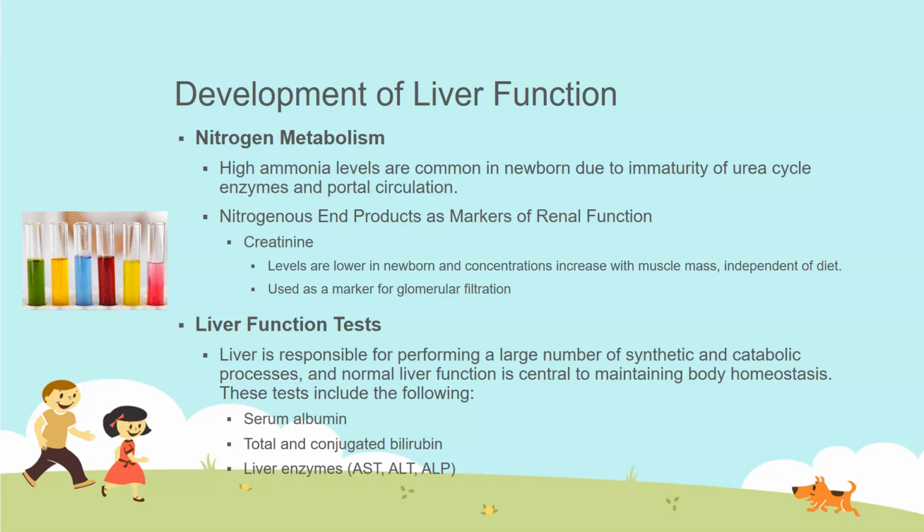So a little bit on nitrogen metabolism. The liver is obviously in charge of nitrogen metabolism, and so high ammonia levels are common in newborns because of immaturity of the urea cycle enzymes and because of portal circulation, which connects the intestines to the liver.